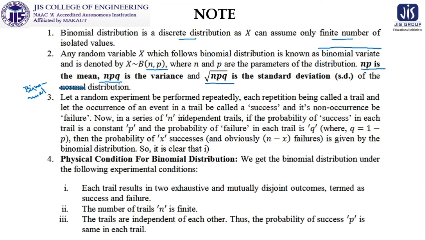Next, we are checking that a random experiment be performed repeatedly, each repetition being called a trial, and let the occurrence of an event in the trial be called a success, and non-occurrence will be failure. So q will be 1 minus p, and we have already discussed this. The physical conditions were already discussed in the last slide. So we are proceeding further.